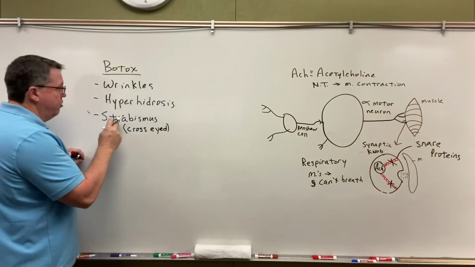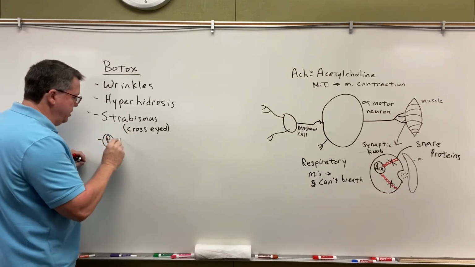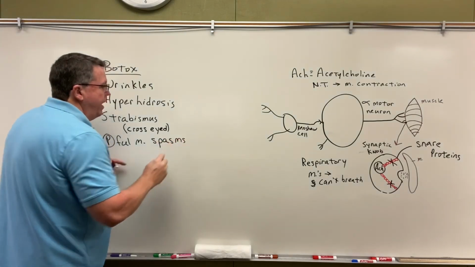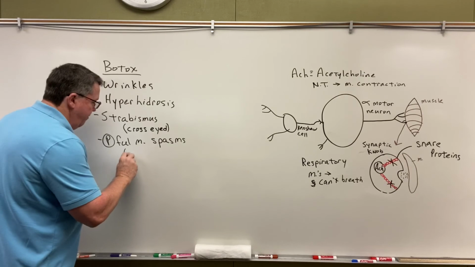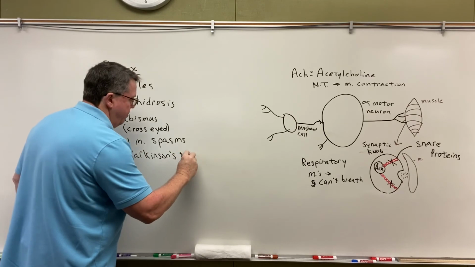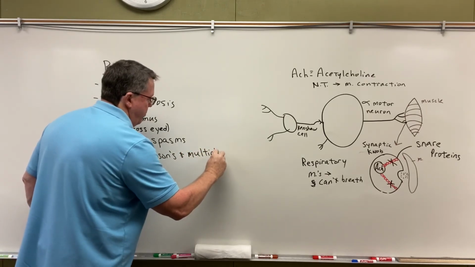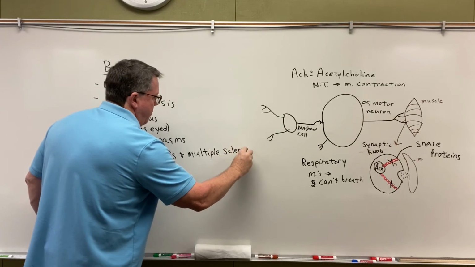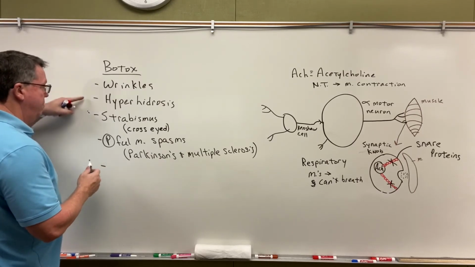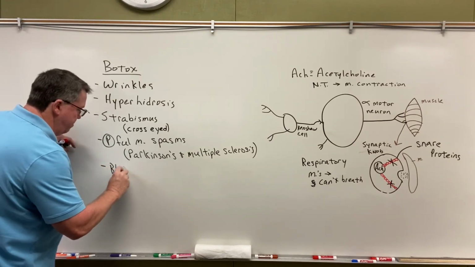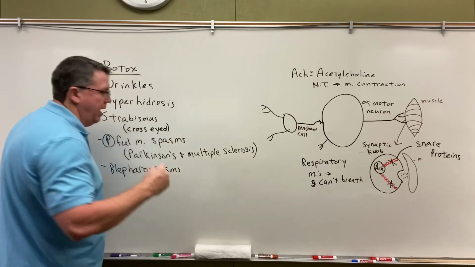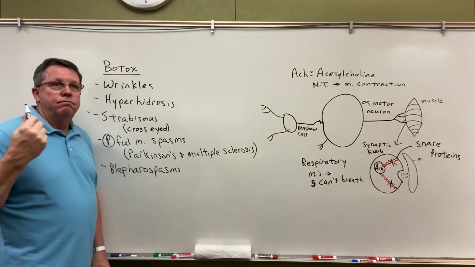Okay. After strabismus, painful muscle spasms. Okay. It can help in any painful muscle spasms, but they also use it for painful muscle spasms in Parkinson's and MS, multiple sclerosis. Okay, and then blepharospasms. Blepharospasms are basically eye twitches. It's usually of the eyelid.